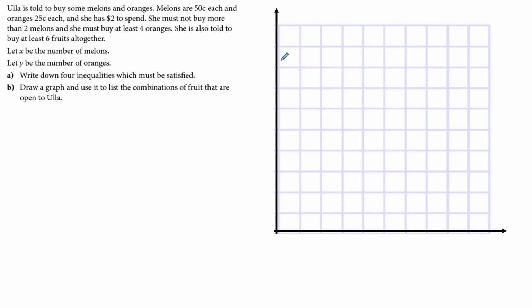So if you're out buying something, you have a maximum of $2 to spend, which means the combination of melons and oranges that you're going to buy has to be less than or equal to the $2. So you always have to think about inequality in these questions. You don't want them to be equal to $2. You want them to be less than or equal to $2. So the key is to think inequality.